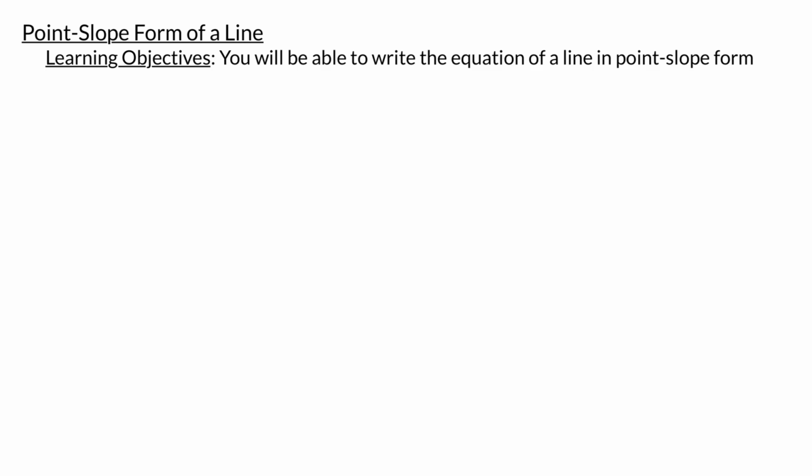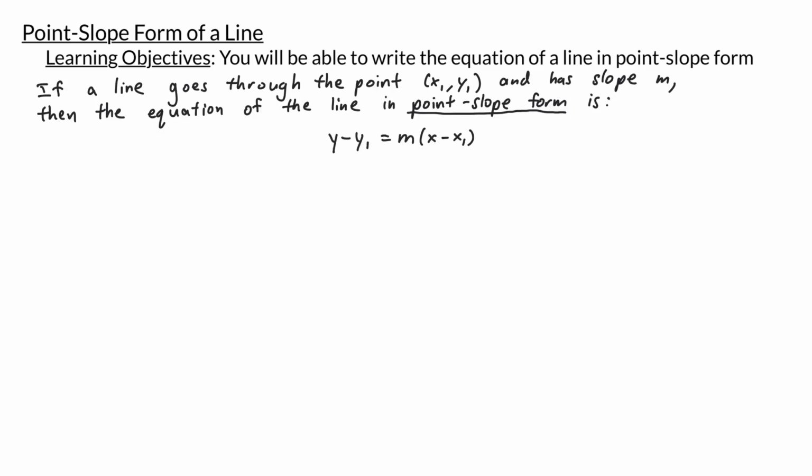write its equation. Let's say that we have a line that goes through the point (x1, y1). And let's say the line has slope m. If we know those two bits of information, then we can write down the equation of the line in point-slope form using the formula y minus y1 equals m times (x minus x1). Let's take a look at some examples to get a sense of how we use this formula.